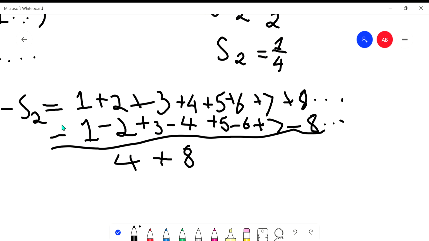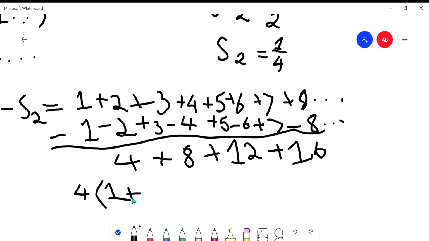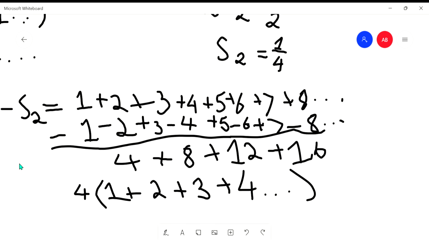Now 5 and 5 will cancel because they're both positive. 6 minus minus 6 is, well, 12, so plus 12. Then 7 and 7 will cancel. 8 and 8 will become 16. If you notice, this is just 4 times S, because if I factor out 4 from each one, you're left with 1. Now I take out 4 from it, so 8 by 4 is 2. 12 by 4 is 3. 16 by 4 is 4. And this is just S.